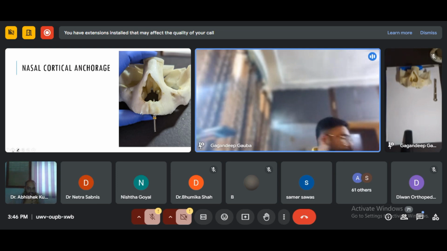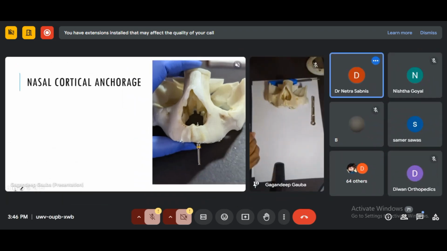My tabletop is visible to everyone? Right.